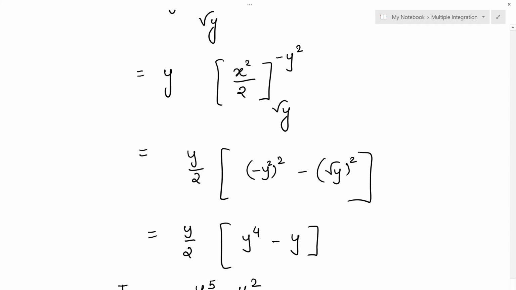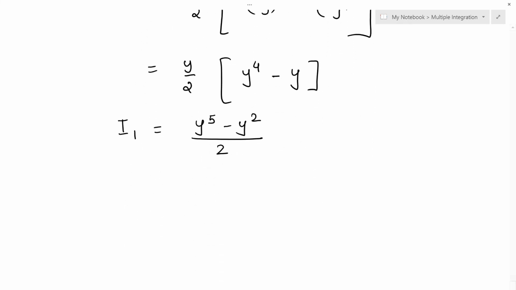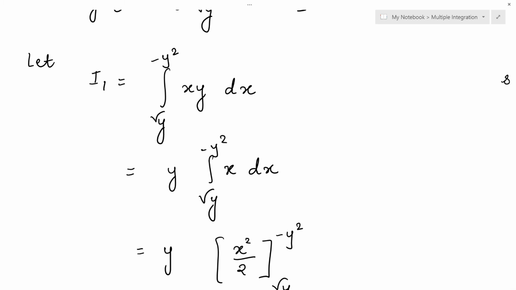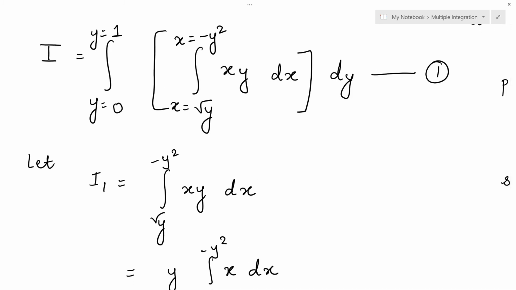Let me multiply that y inside the brackets. Now what will I do? I will substitute in equation number 1. So if I substitute this in equation number 1, my integration will be outer limit 0 to 1, and this y raised to 5 answer, whatever I have got, I will substitute over here. Okay, this is my equation number 1. You can do it directly also, so it is your choice whether to consider I1 or directly solve the sum. That does not matter at all.